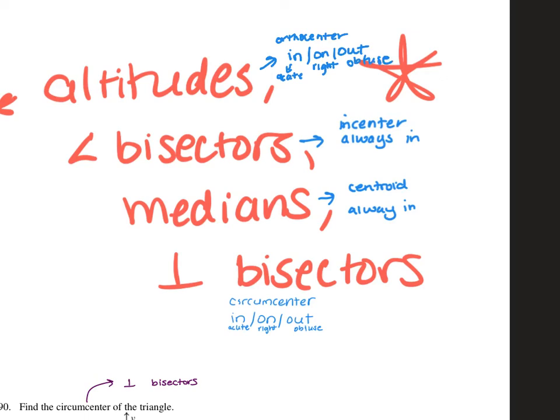And then all of them had a theorem that went with it, except for the altitudes. Okay, perpendicular bisectors were equidistant from the vertices. Medians were the 2/3 rule. And angle bisectors were equidistant from the sides.